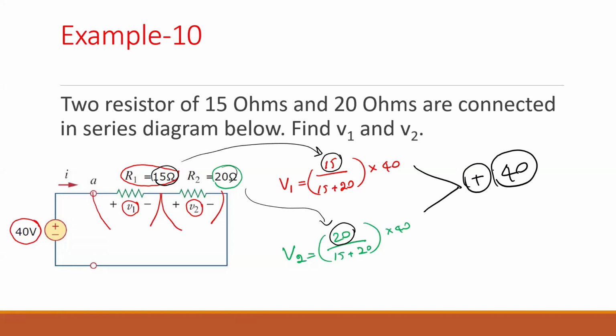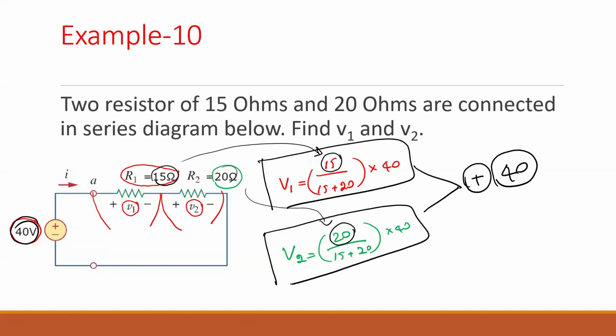Because the total voltage supplied is 40, it is divided between the two resistors in proportion, depending on how much resistance each has. However, when you add them together, you still get the total voltage at the source. Are we good? Yep, I'm comfortable.